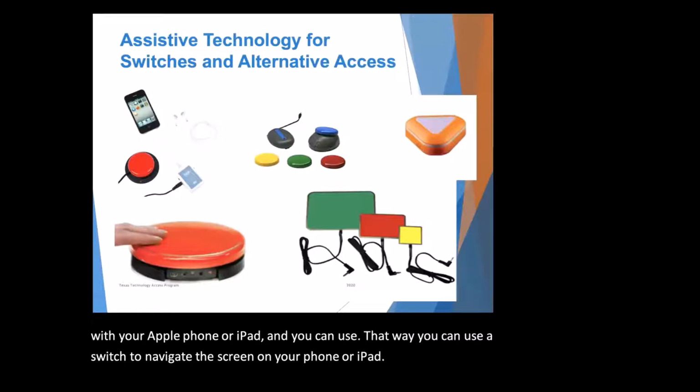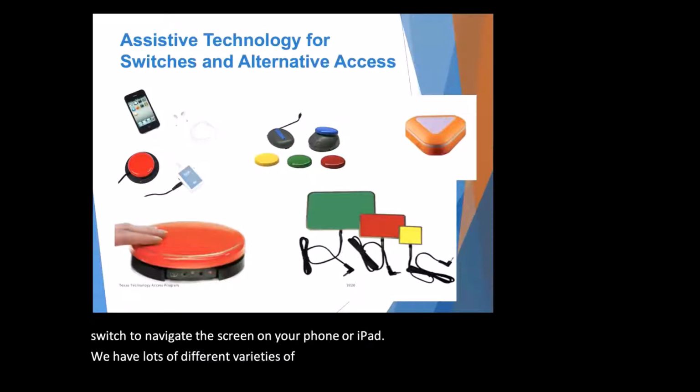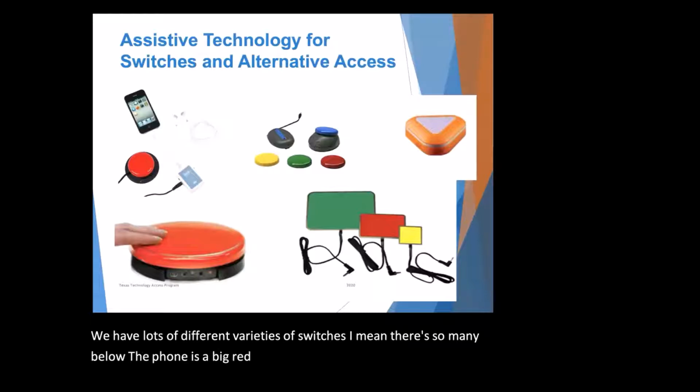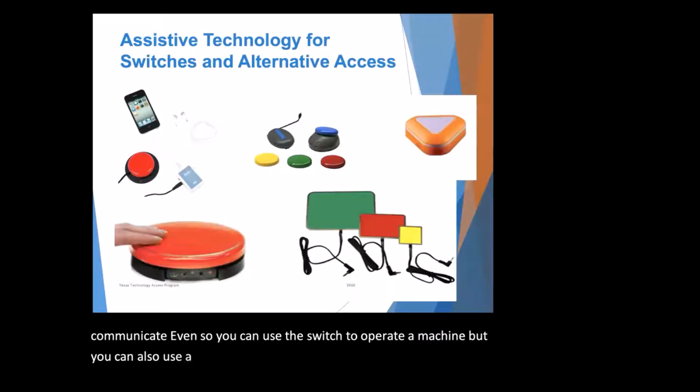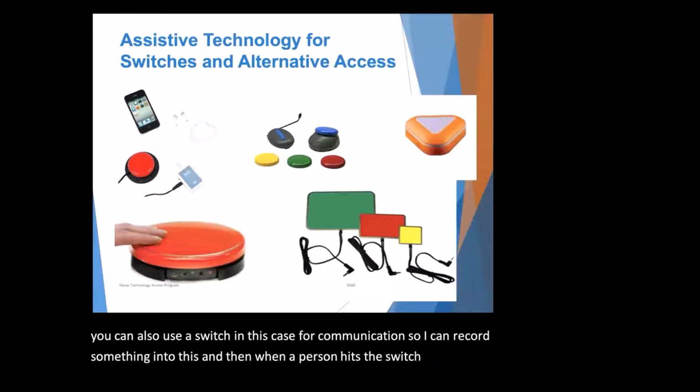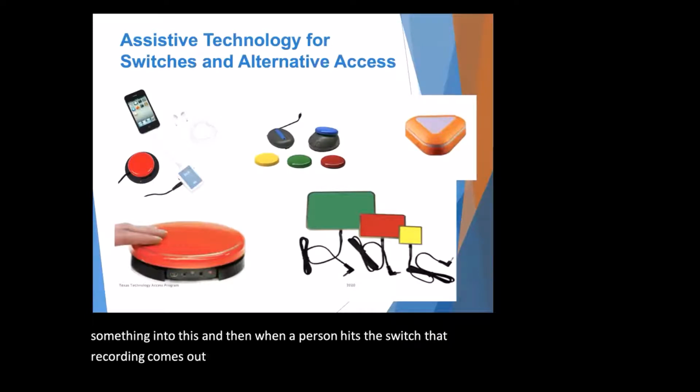We have lots of different varieties of switches. I mean, there's so many. Below the phone is a big red switch, which is called the Big Mac. This is one of the first switches I use with kiddos as they're starting to communicate. You can use a switch to operate a machine, but you can also use a switch, in this case, for communication. I can record something into this, and then when a person hits the switch, that recording comes out. So switches are very versatile things, and we have a lot available for people to try out.